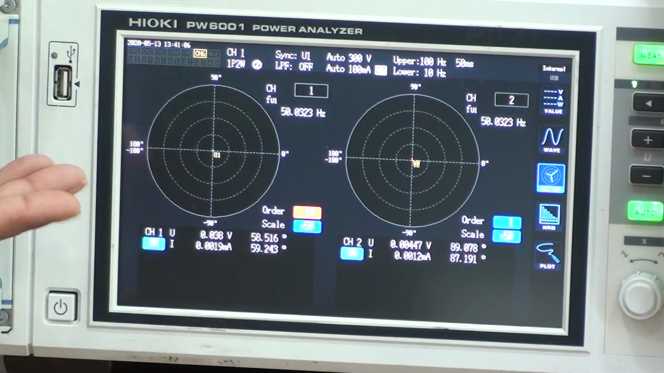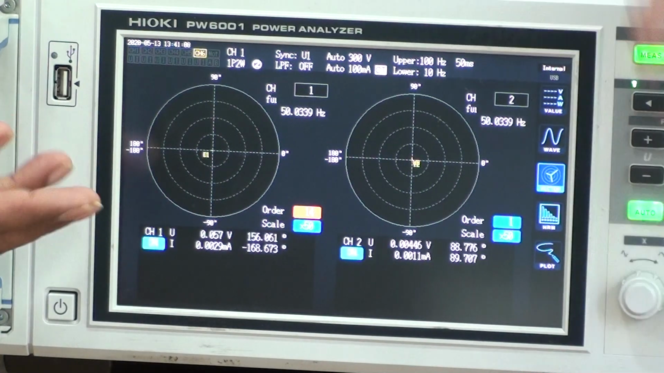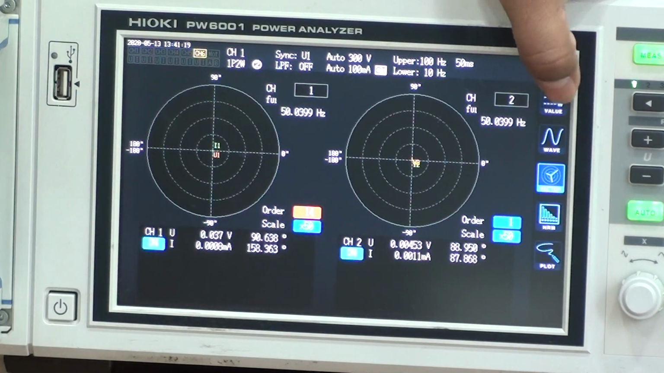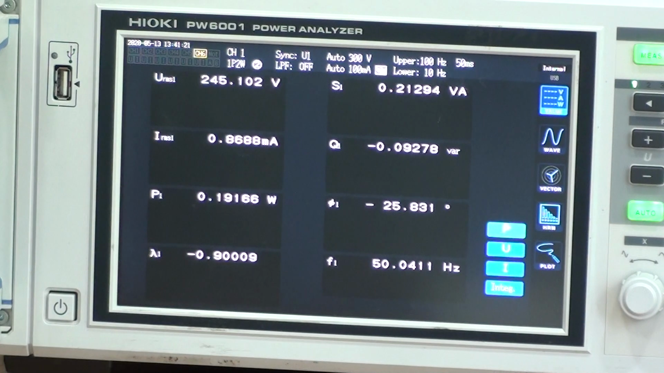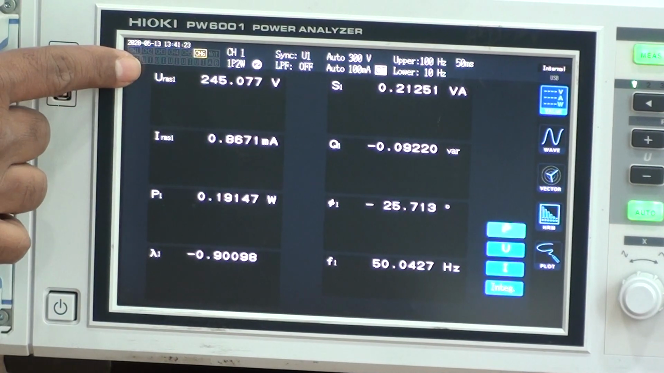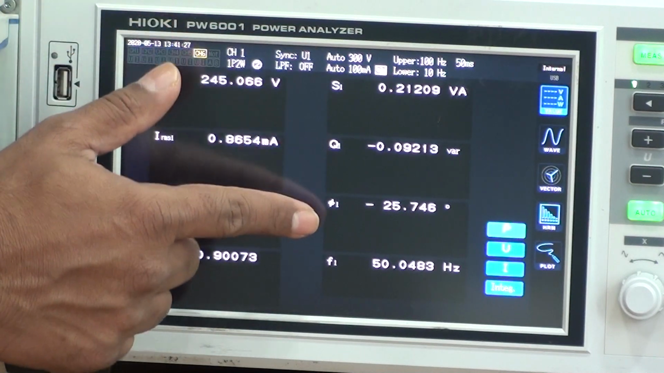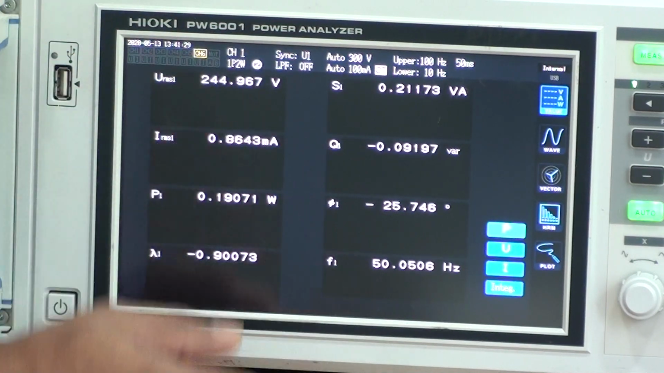You can see the odd harmonics are huge because the load we are employing is a CFL bulb. So usually it employs a huge amount of harmonics. Before we go into the details of harmonics, let's measure the basics. The basic here gives you voltage, current, power, power factor, apparent power, reactive power, phase angle and frequency.